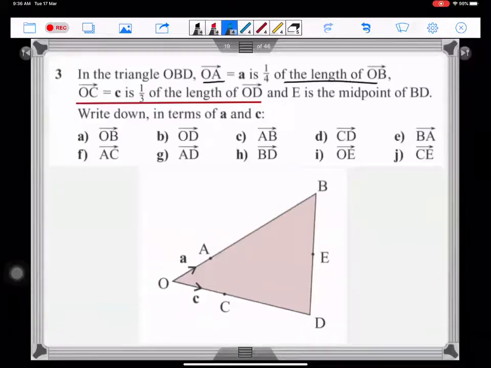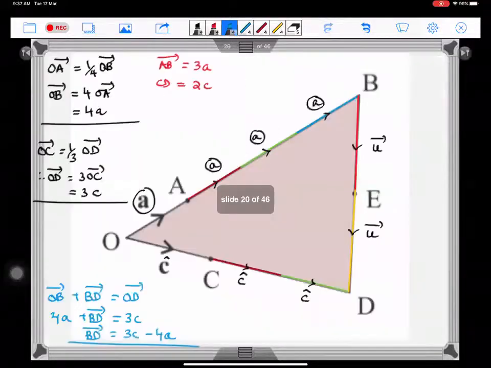They're asking for OB, they're asking for OD, they're asking for AB, done, CD, done, BA. BA is negative of AB. AC: OA plus AC is equal to OC. We can do it. AD: OA plus AD is equal to OD. BD: OB plus BD is OD. We just found it. OE: OE plus ED is equal to OD. CE: CE plus ED is CD. So basically, it's about playing with the alphabets. That's what vectors is all about. That is the beauty of vectors, whether you appreciate it or not.